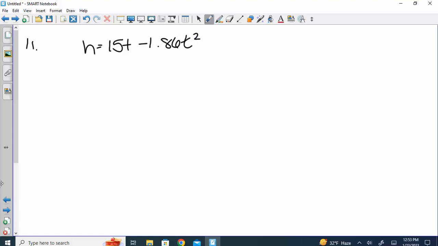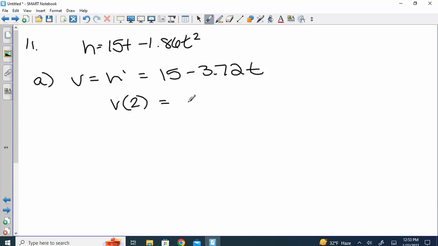Okay, on these questions, it's not necessarily that the math is difficult, you just have to know how things are related. So if I ask for the velocity after 2 seconds, how do you get velocity from height? Derivative. Velocity is just your first derivative. So 15 minus 3.72 t. So that's my velocity equation. So if I ask for the velocity after 2 seconds, you're just plugging in a 2. Obviously your test will have some fairly nice numbers to deal with, but what do we get? 7.56.